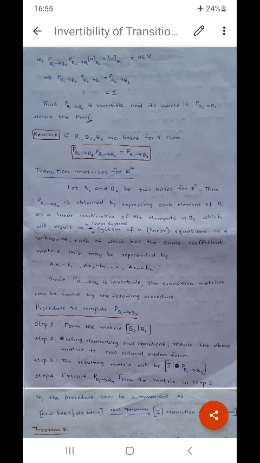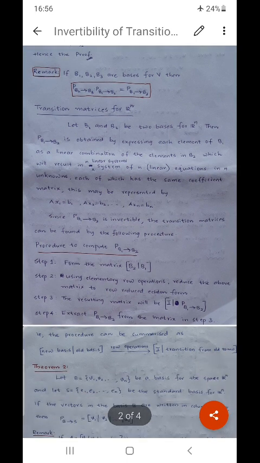Step 1, form the matrix. If you change from B1 to B2, you form an augmented matrix where the first part is B2 and the second part is B1. Form that matrix and row reduce to echelon form. The first matrix B2 is row reduced to echelon form. Then the resulting matrix will have the identity first and the second part will be the required transition matrix P from B1 to B2, and you extract just P from that matrix.